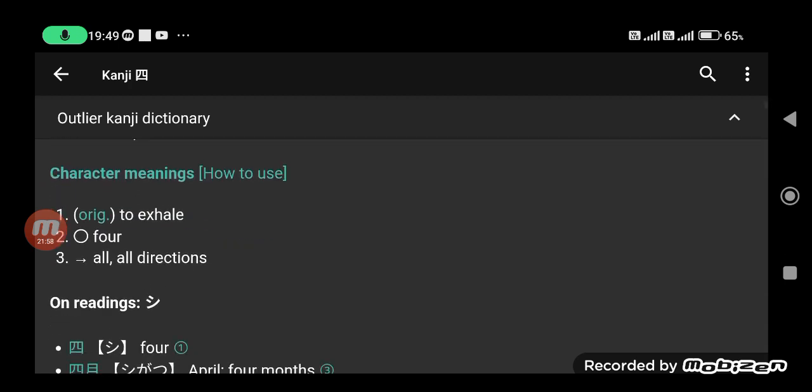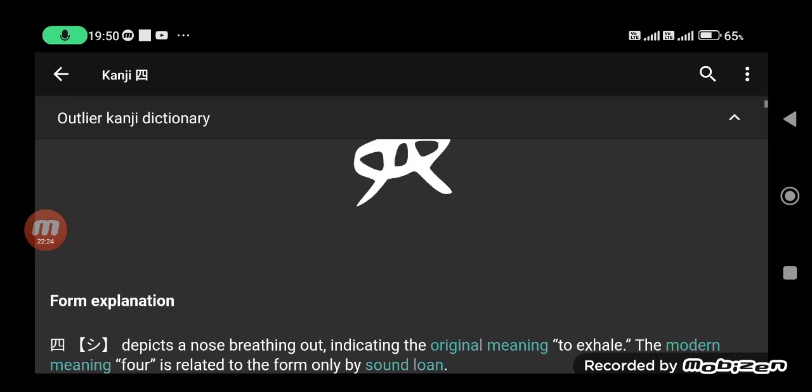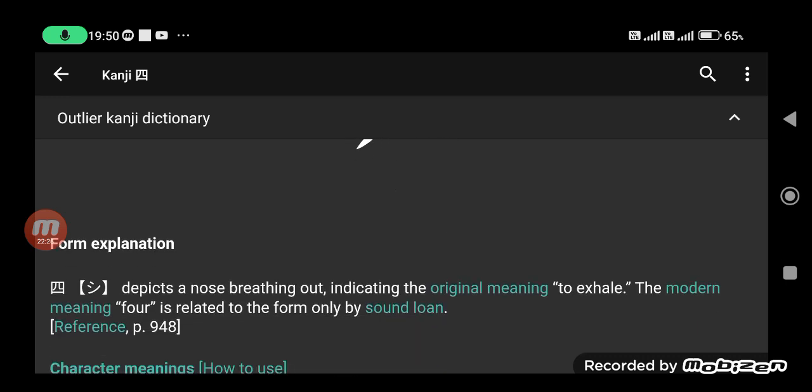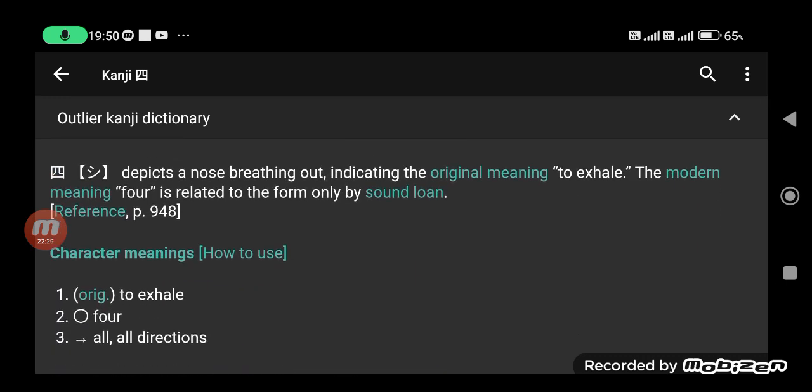So what again is the character meaning? That is the meaning of the kanji to which it is created for. The component meaning is the meaning of that kanji character when it is functioning as a radical or a component. So for this character, we only have character meaning. Original meaning is to exhale. Well, there's a story to it. Okay. The original meaning is to exhale.